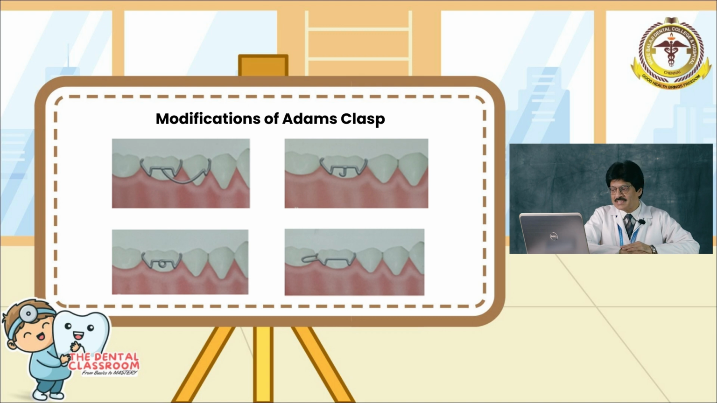Or as you can see in the second diagram, a hook, a J hook, can be soldered to the bridge, or you can incorporate a helical coil in the bridge itself as you are fabricating the Adams clasp. And if you see the fourth diagram, you can also incorporate a distal extension hook for the purpose of attachment of elastics.